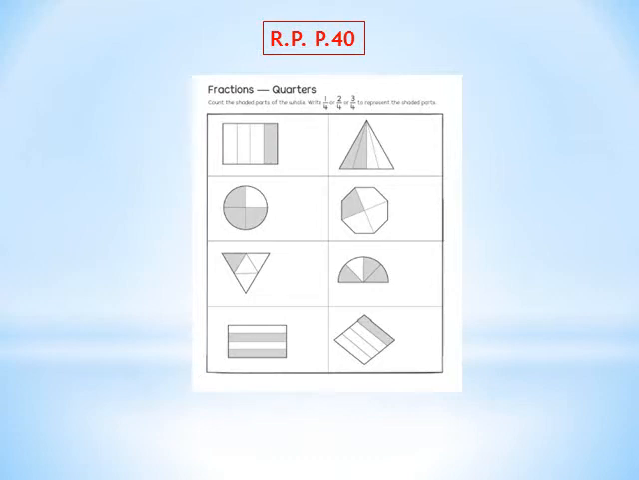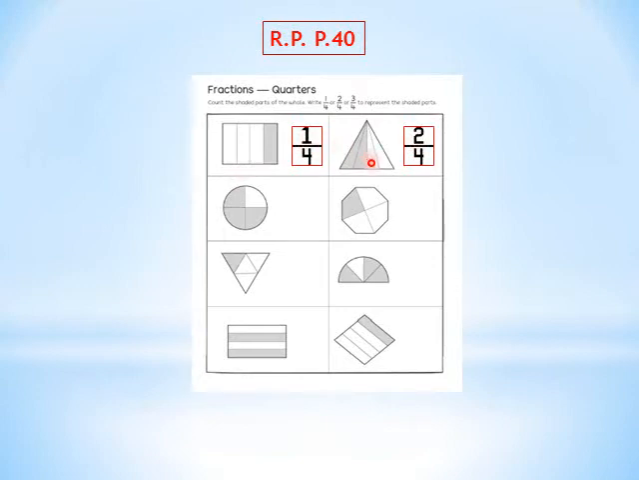At the top, I write the number of the parts that are shaded, which is 1. This 1 is the number of parts shaded. The number at the bottom is the total number of parts that are shaded and not shaded. I will count all the parts. How many parts do I have? 1, 2, 3, 4. So it is 1 over 4.